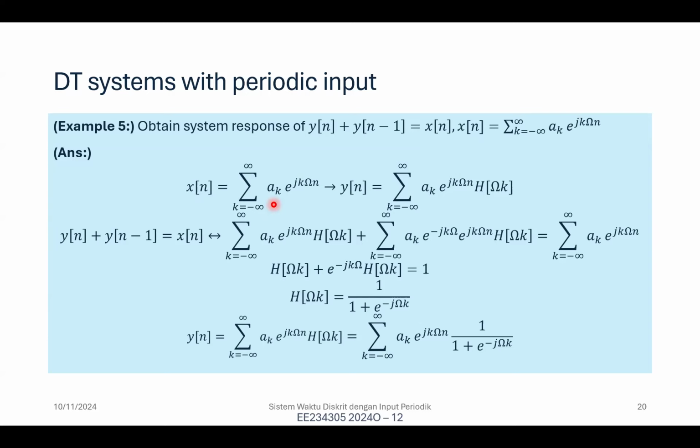the coefficient on the transfer function h of k omega. Okay, sorry. So h of k omega can now be factored out. This is h of k omega plus e to the minus jk omega times h of k omega equals 1. We kind of cross this out, right? So we kind of cross this out.